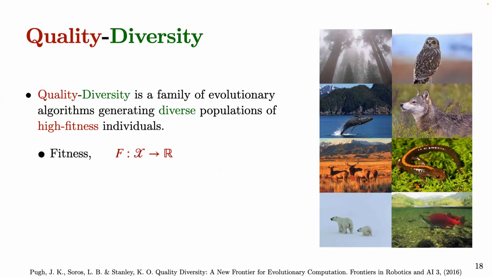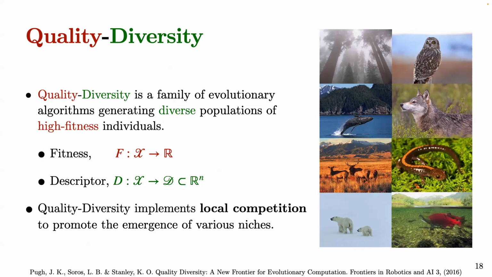So as usual, the algorithm requires a fitness function f, but also a descriptor function that will map the solutions into a lower dimensional space that will enable to compute distances in a meaningful way between solutions. So it will formalize the definition of niches. So in the end, quality diversity algorithms are simply genetic algorithms, but instead of doing global competition, you perform local competition, where the locality is defined based on the descriptors and fosters the niches and then diversity and novelty.